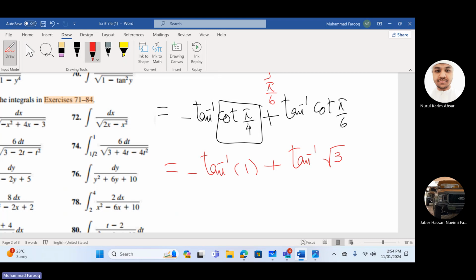Again, calculate please. Tan inverse 1, and don't forget the negative sign. Tan inverse 1 is pi by 4. Plus tan inverse root 3, which is pi over 3. The final answer is minus pi by 4 plus pi by 3, which is pi over 12.